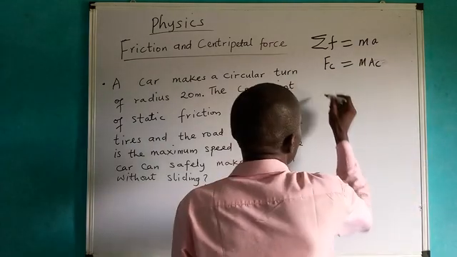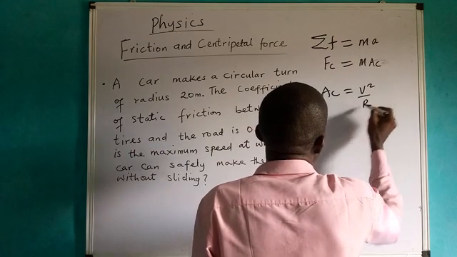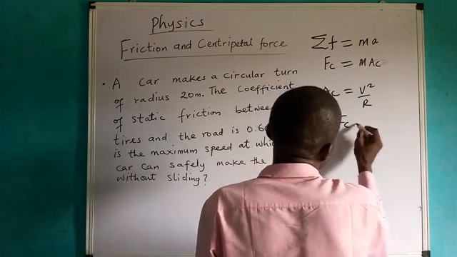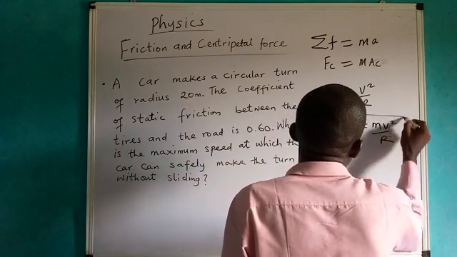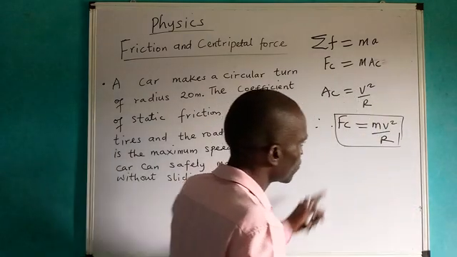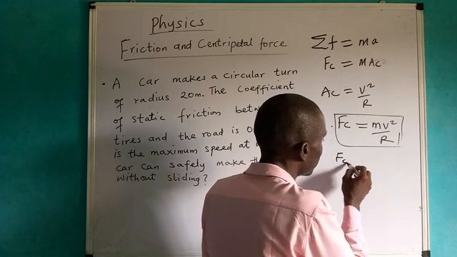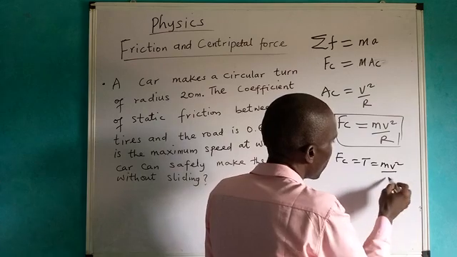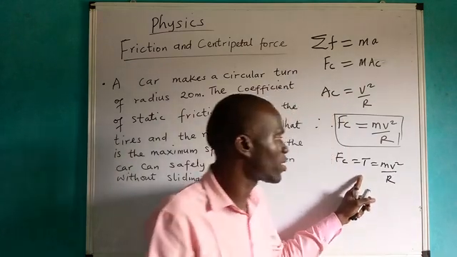Therefore, the centripetal acceleration is v squared over r. We can now conclude that Fc, the centripetal force, is equal to mv squared over r. This is the formula we use for centripetal force. Please take note: in the case of a rope, tension provides the centripetal force, so Fc can also be written as tension equals mv squared over r.